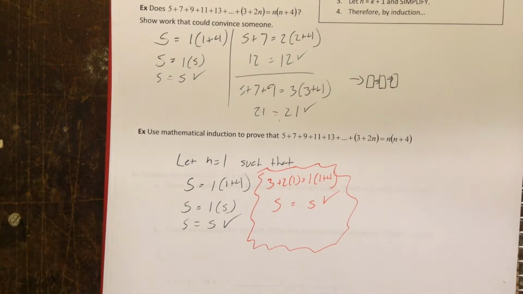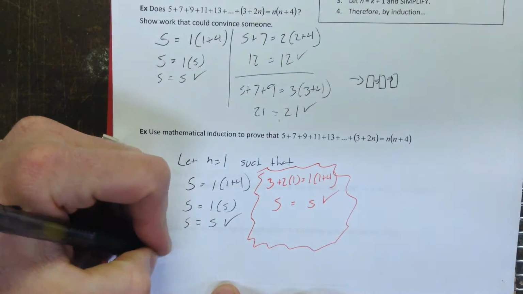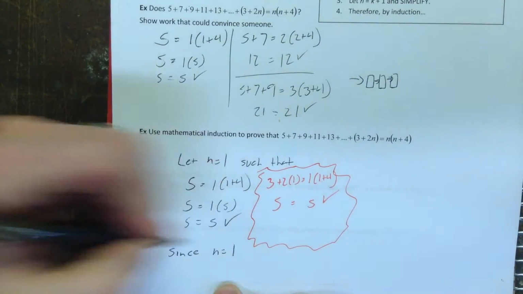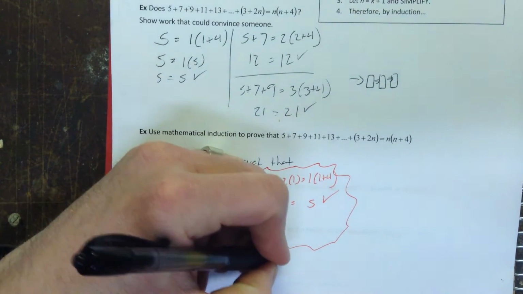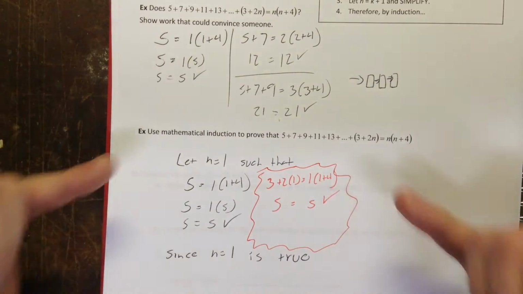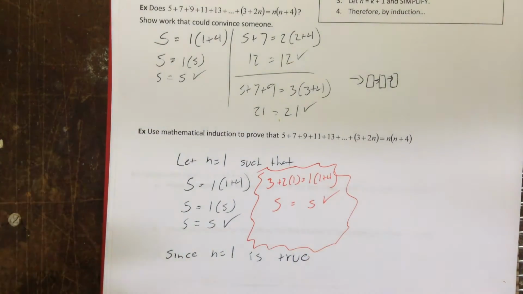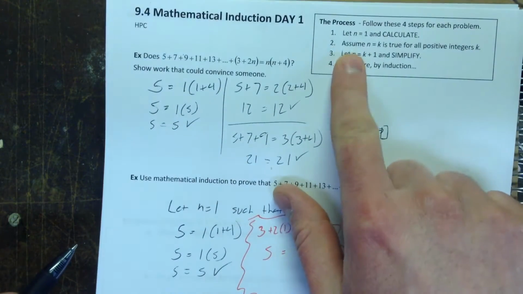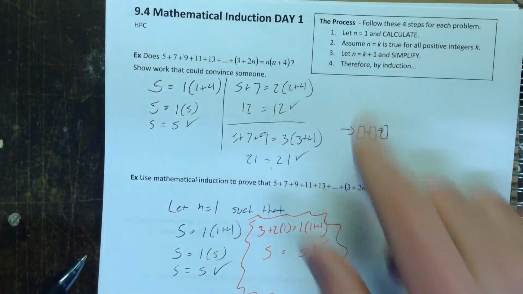So what you could then write is, since n is equal to 1 is true. We have to explain what we just did. We just showed that n is equal to 1 actually worked. 5 is equal to 5 means that it's true. What you're going to then do is create this second part that is right here. You're going to set up the n is equal to k part.